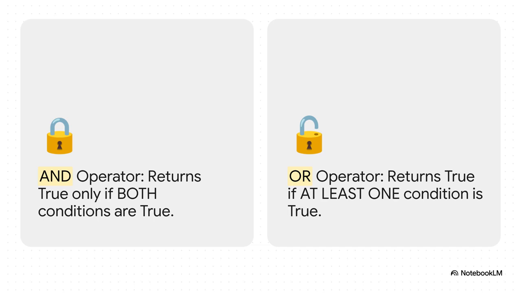So, the crucial thing to remember about logical operators is how strict they are. The AND operator, super strict. It only returns true if both conditions are met. But the OR operator is a lot more flexible. It'll give you a true if at least one condition is met. Oh, and I can't forget the NOT operator. It's beautifully simple. It just flips the result. If it was true, NOT instantly makes it false.